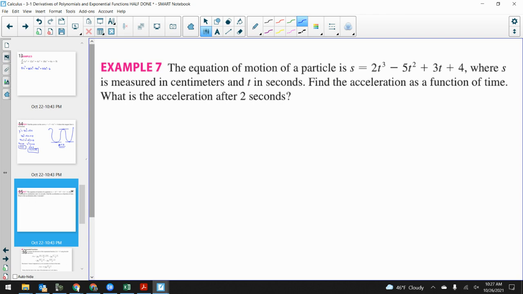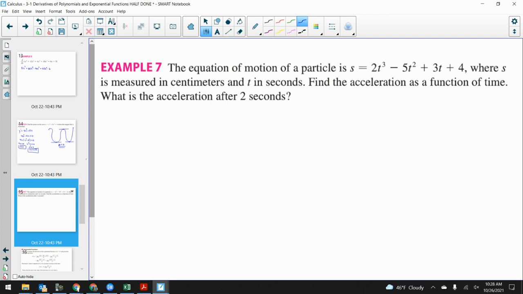The equation of motion of a particle is s equals 2t to the third minus 5t squared plus 3t plus 4, where s is measured in centimeters and t in seconds. Find the acceleration as a function of time. What is the acceleration after 2 seconds?